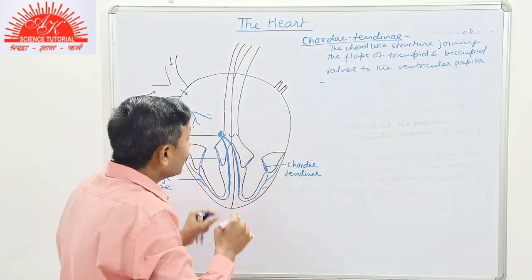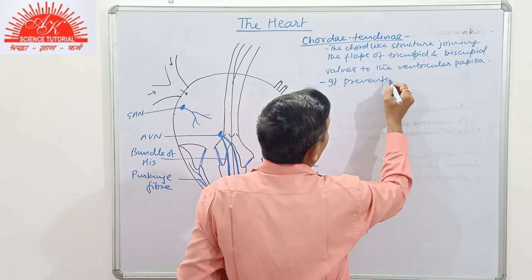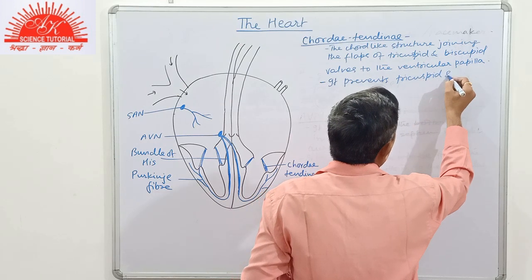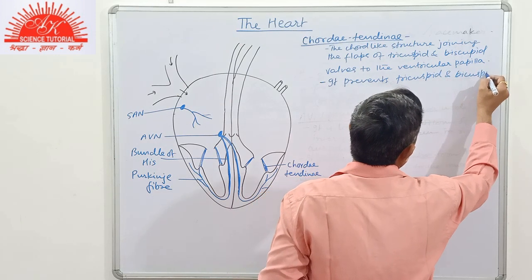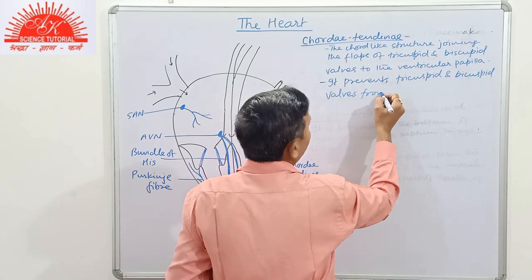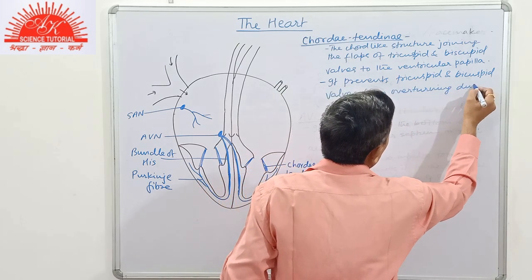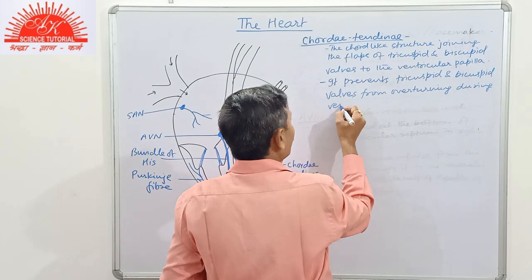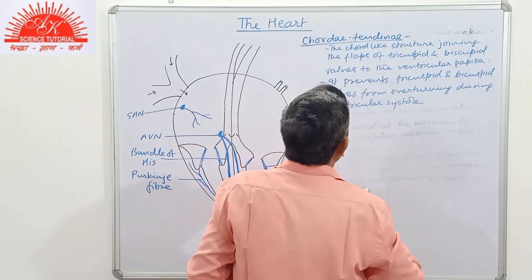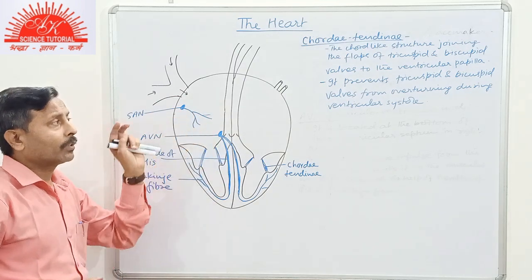And what is its function? It prevents tricuspid and bicuspid valves from overturning during ventricular systole. So this is about the different parts of the chambers of the heart.